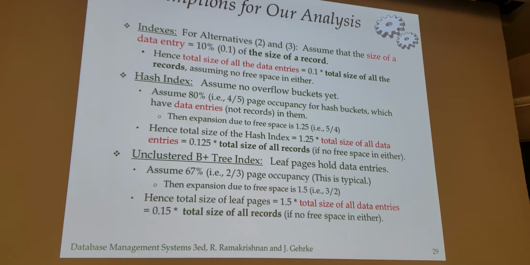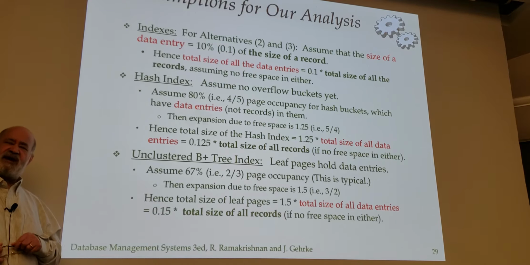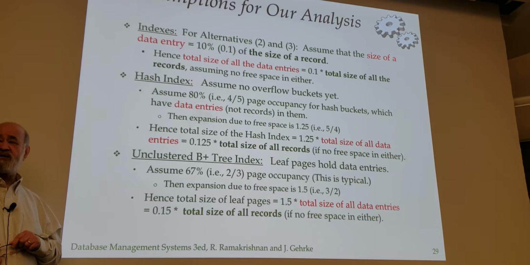Everything is 80% full, so 80% is 4/5. Take the inverse of the 4/5, I get 5/4. I have 5/4 of the space I would have if I jammed everything together. So it's 1.25 times the total size of the data entries. What was the total size of the data entries again? Oh yeah, it's 1/10 times the size of the records.